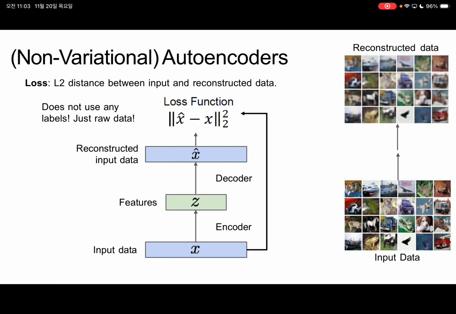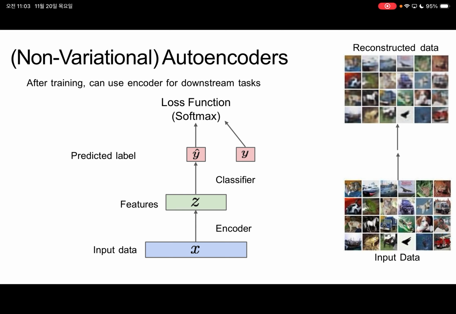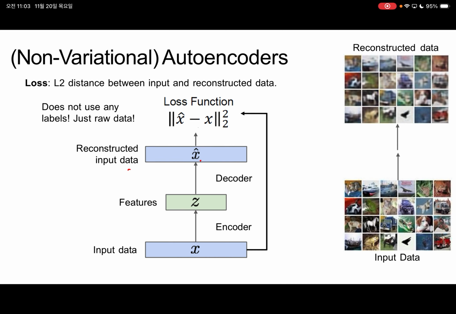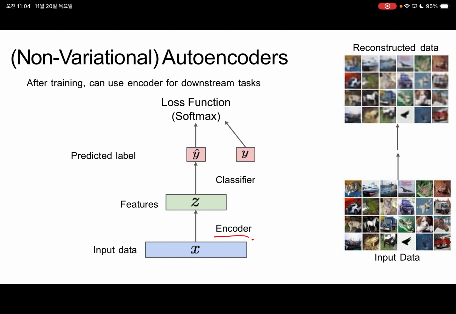And here the loss function is, so we do not have any labels. We just use raw data. And then we can just train the encoder and decoder by minimizing a reconstruction loss function, the L2 loss between the reconstructed input data and the input data. And maybe we can use the autoencoder as a feature extractor. After training, we can remove the decoder, and then we just take the encoder to get some features, and then use these kinds of features for classification.